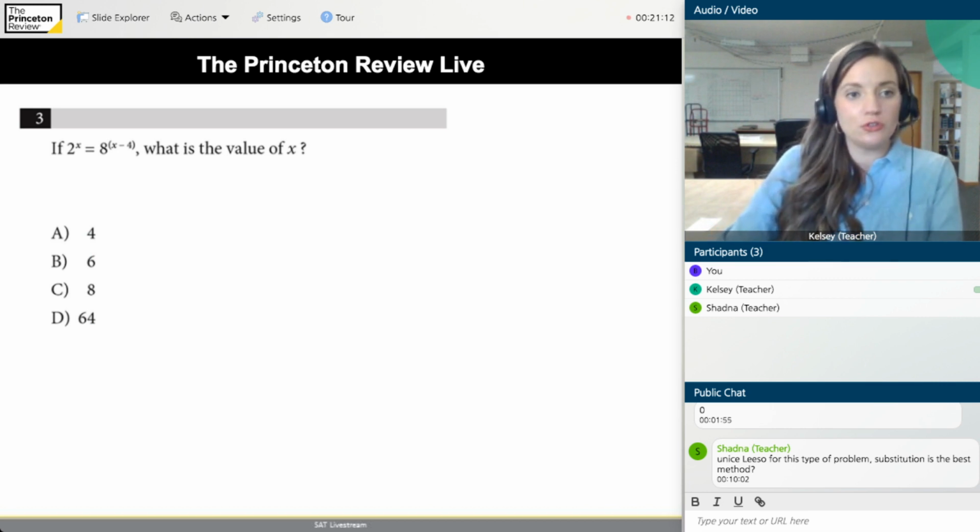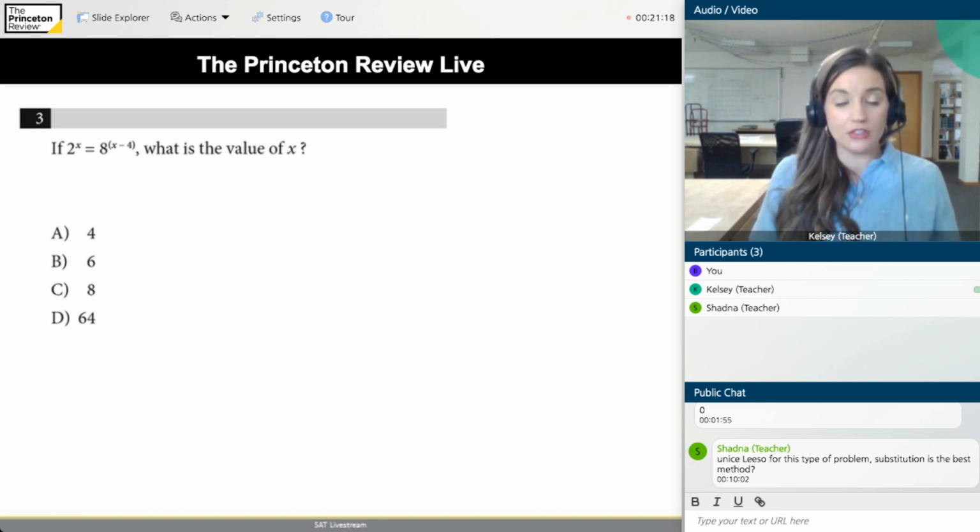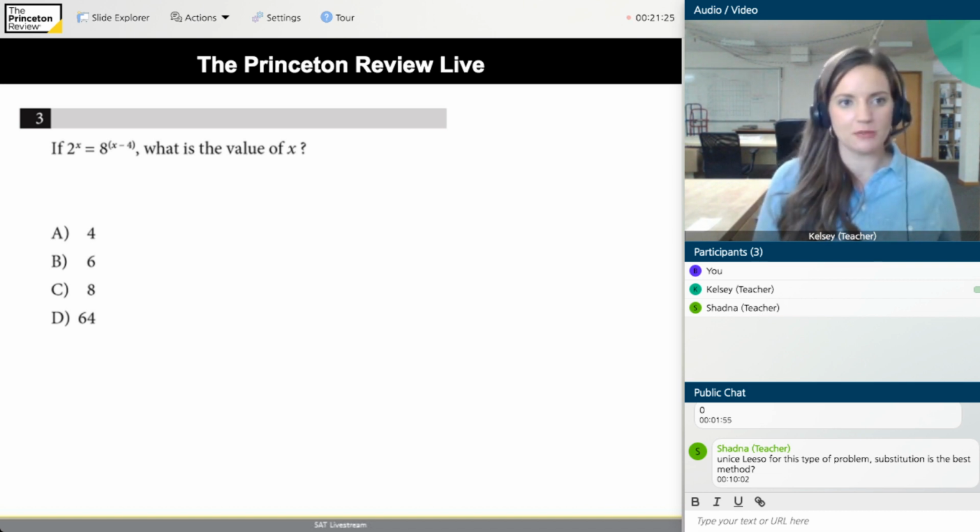So if 2 to the power of x is equal to 8 to the quantity power x minus 4, what is the value of x? So we're looking for a value. And we've got a bunch of scary looking exponents in here, but we're not going to be worried about those because we're just going to pick something and run with it.